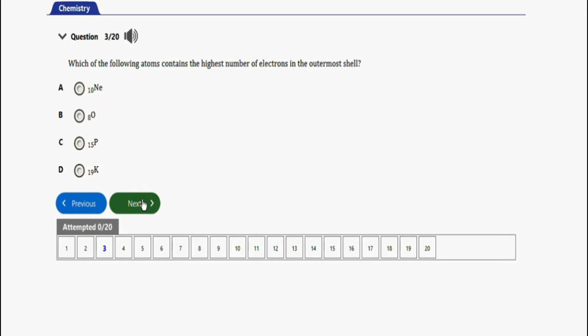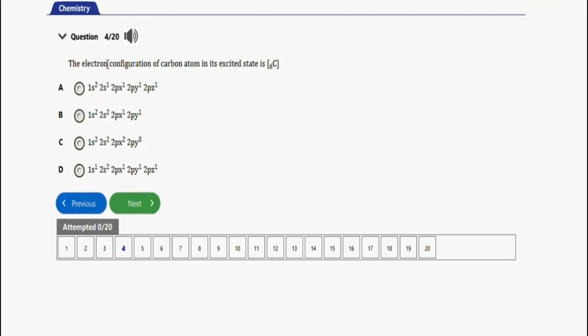Next, the question with this one. It says the electron configuration of carbon atom in its excited state is. So the right option here will be option A. Okay, so guys, take note of this question, it is option A. It gets repeated again. The right option here is option A. Alright, so that is for this question.